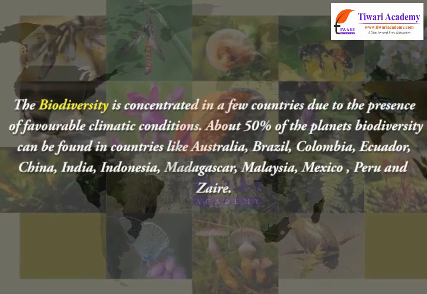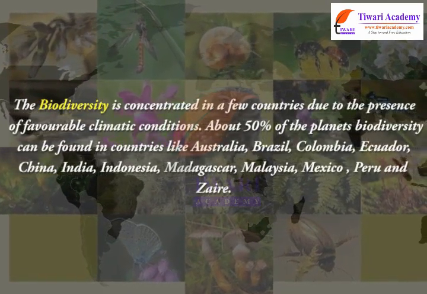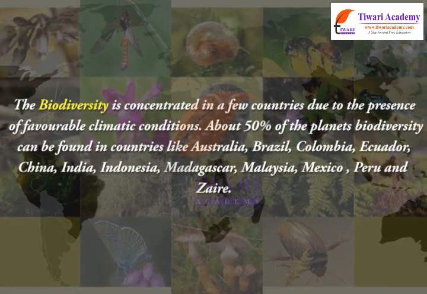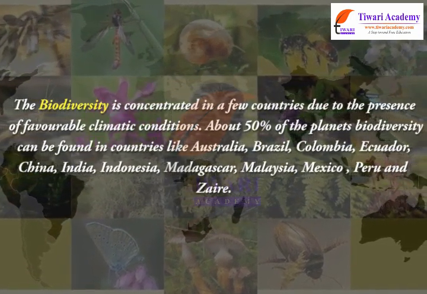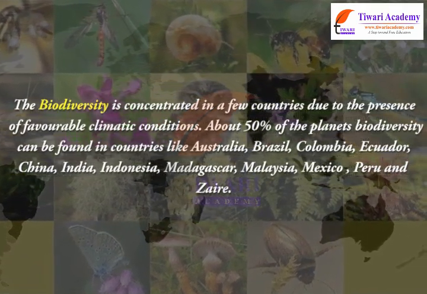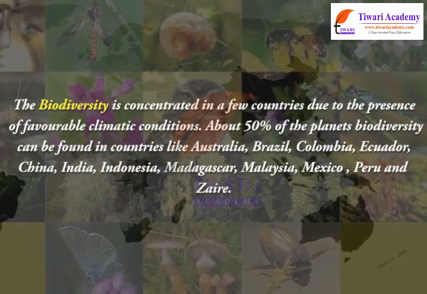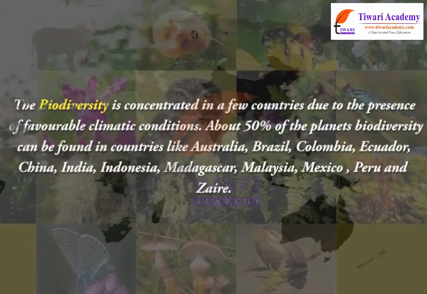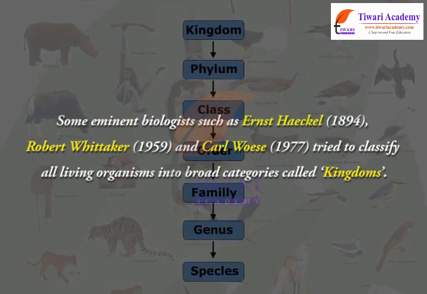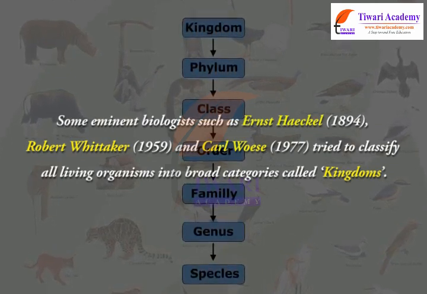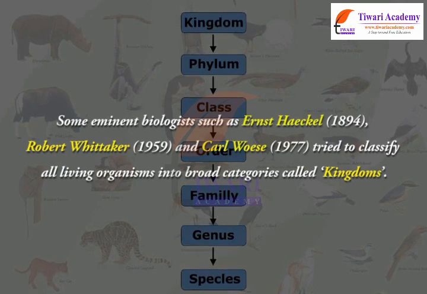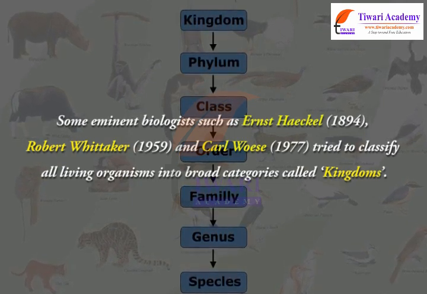The biodiversity is concentrated in a few countries due to the presence of favorable climatic conditions. About 50% of planet's biodiversity can be found in countries like Australia, Brazil, Colombia, Ecuador, China, India, Indonesia, Madagascar, Malaysia, Mexico, Peru, and Zaire. Some eminent biologists such as Ernst Haeckel (1894), Robert Whittaker (1959), and Carl Woese (1977) tried to classify all living organisms into broad categories called kingdoms.